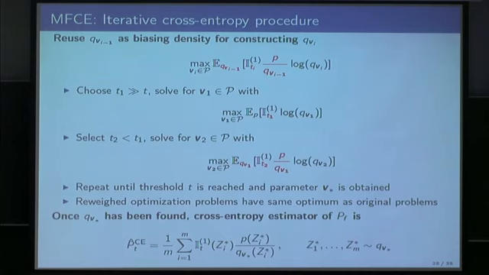And once this biasing density has been found, then classical importance sampling is used, where now the corresponding CE density q_v star is used as the biasing density, but the indicator function corresponding to the high-fidelity model is used and evaluated to obtain an unbiased estimator.